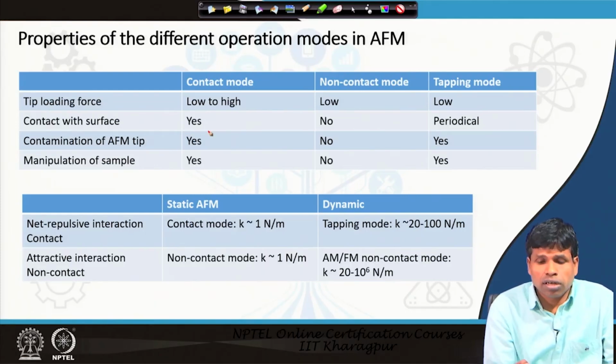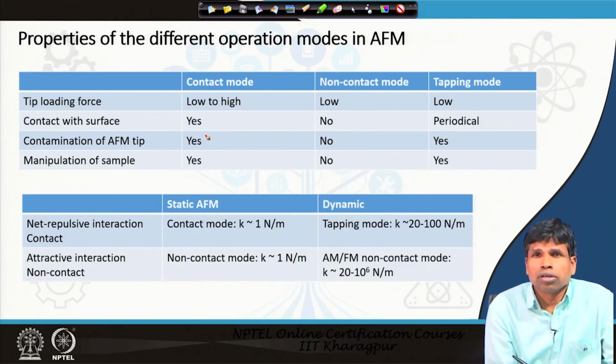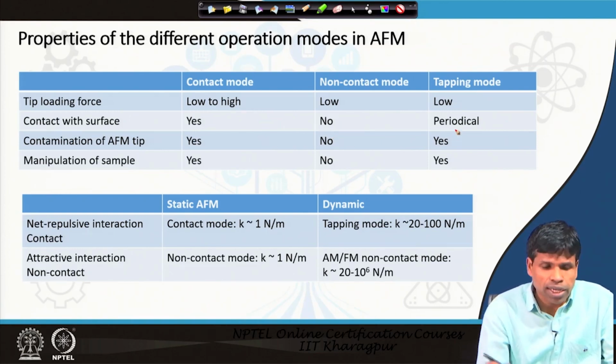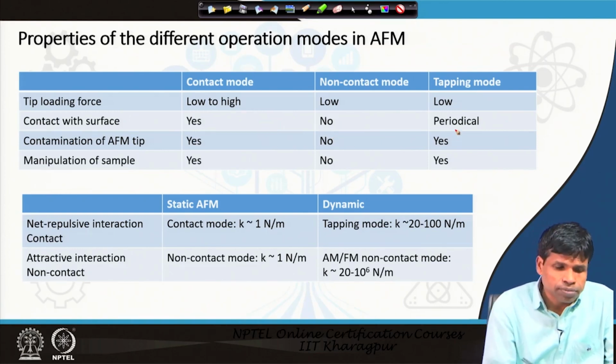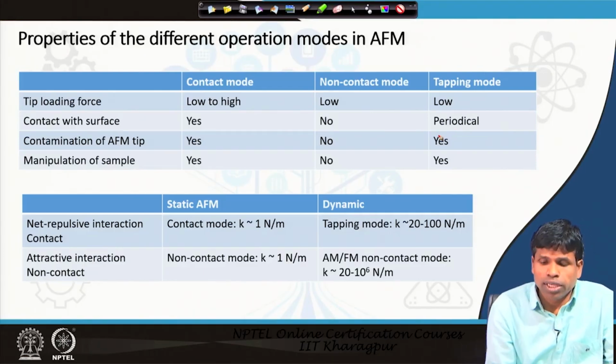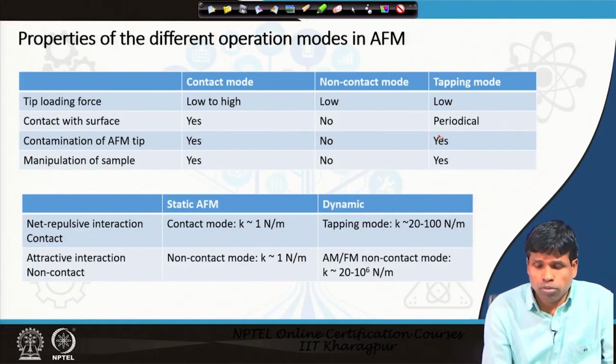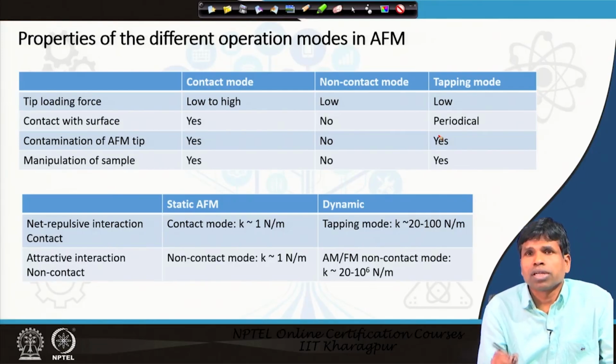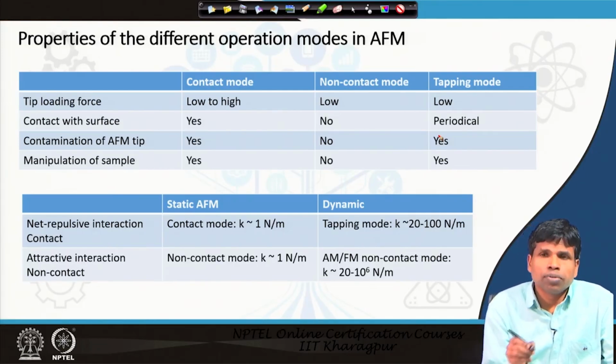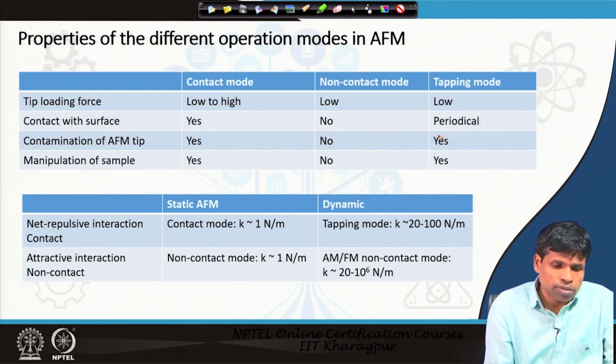Contamination: as in contact mode the tip is in touch with the sample, certainly contamination will occur to the sample. In non-contact mode, there will be no contamination and the tip can last longer, and also the contaminants on the tip will not influence the imaging. In tapping mode, again the contamination probability is there. Manipulation of the sample: in contact mode we can do manipulation, in non-contact mode we cannot, in tapping mode we can do manipulation. Manipulation can only be done when the tip comes in contact with the sample surface.